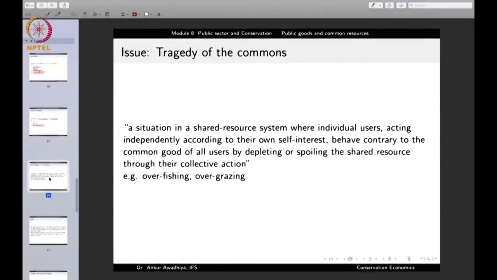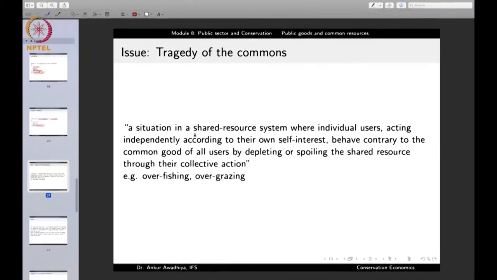Now, the issue with the common resources is the issue of tragedy of the commons. A situation in which a shared resource where individual users acting independently according to their own self-interest behave contrary to the common good of all users by depleting or spoiling the shared resource through their collective action.